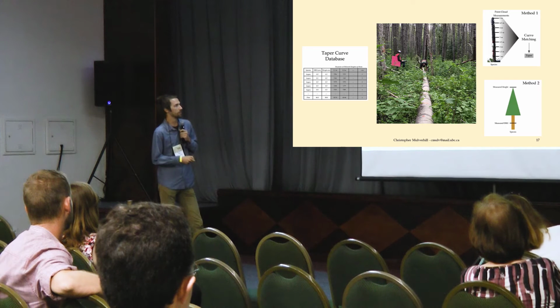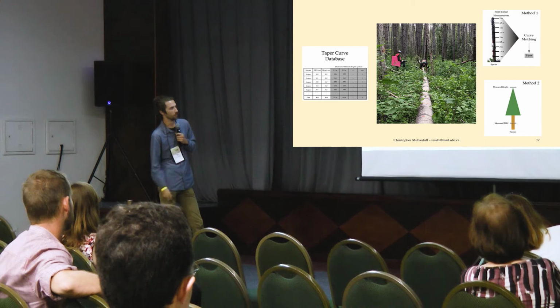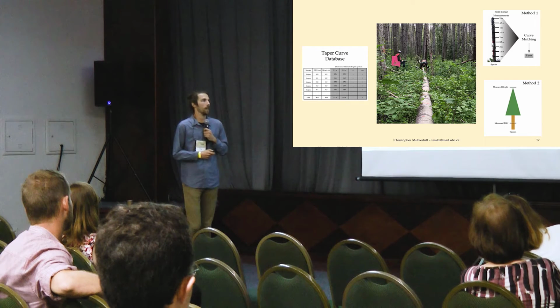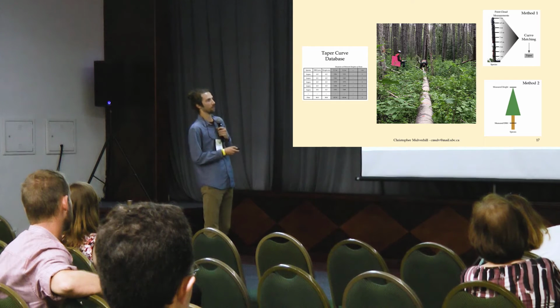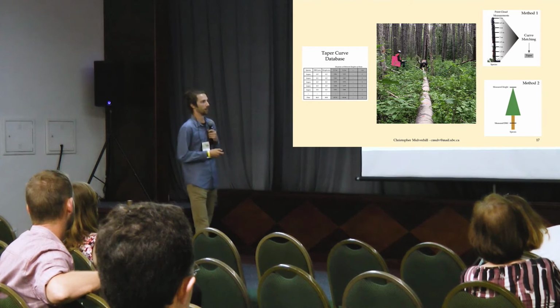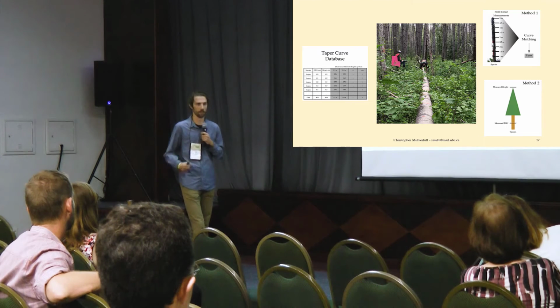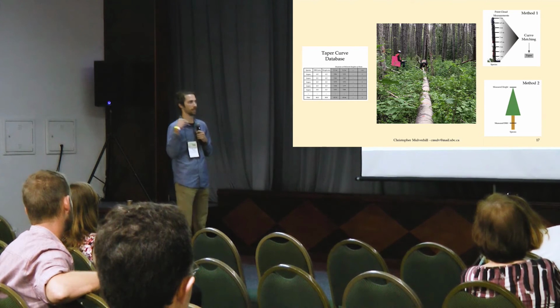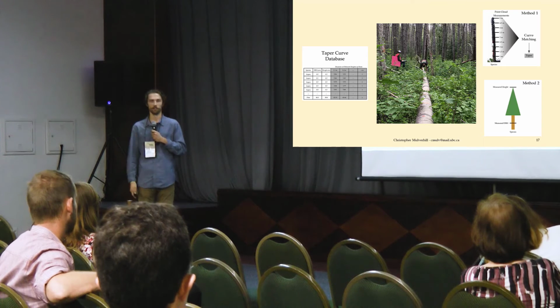As I mentioned, we have this taper curve database with combinations of species, deviation, and height that give us the diameter at different heights of the stem. In this presentation, we'll be comparing these two methods: this taper curve matching approach here, and a conventional inventory-based method of just using the DBH, the height, and the species of the tree to derive the taper.